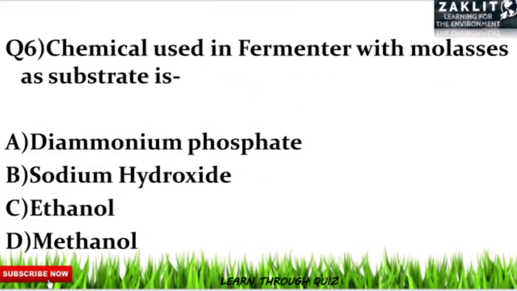The sixth question was, the chemical which is used in the fermenter with molasses as substrate is known as what? So this is related to the fermentation technique, and here the correct option will be option number A. Diammonium phosphate is used in fermenter with molasses as substrate. Let's move to the seventh question.